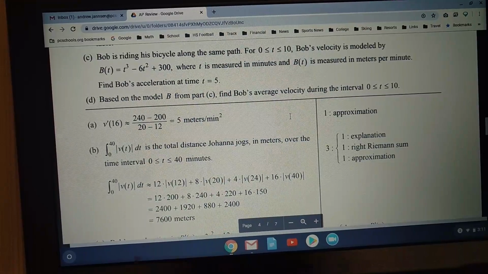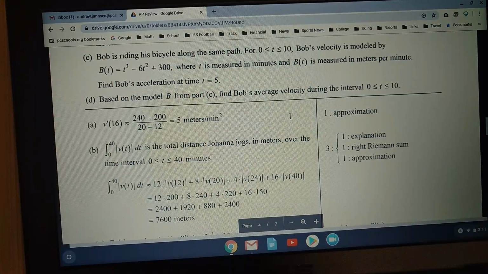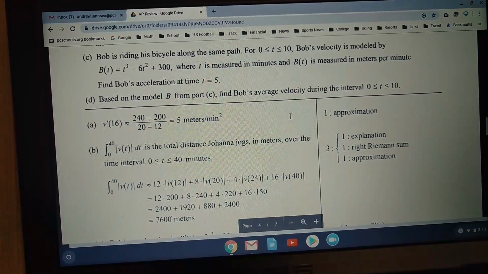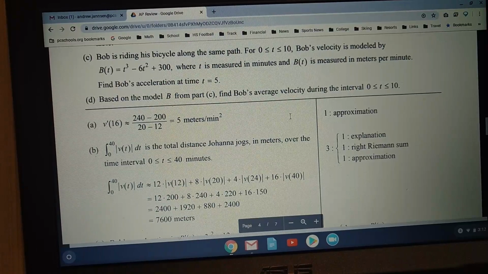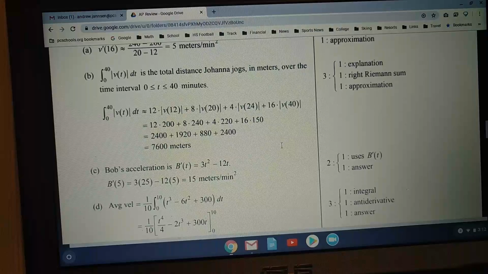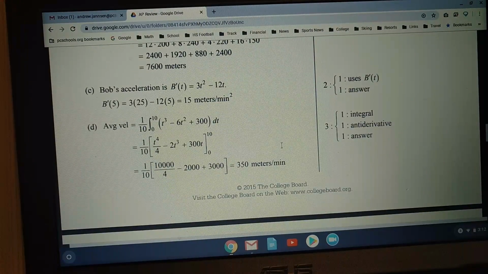Okay, and then the explanation does get you a point because it does ask to explain that this integral from 0 to 40 of the absolute value of velocity is the total distance that she jogs from the time of 0 to the time of 40. So explaining that that means the total distance over that given time, 0 to 40.